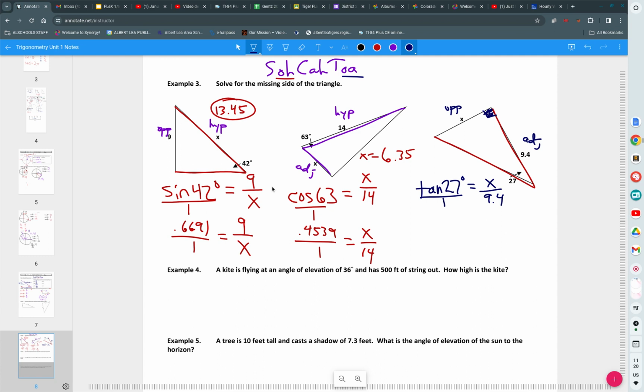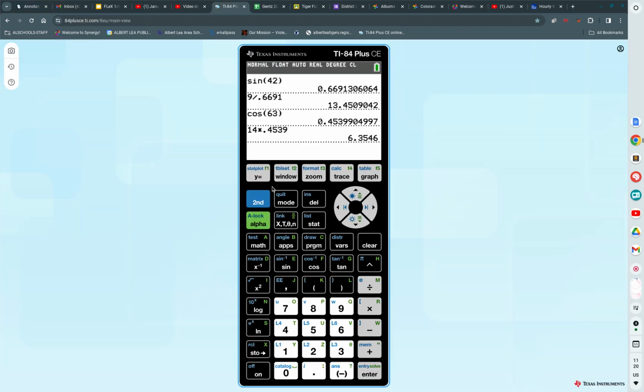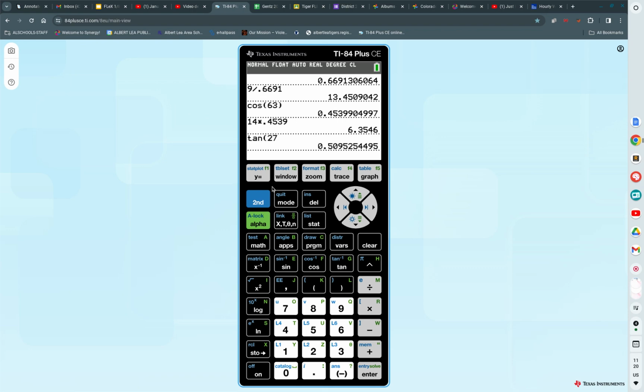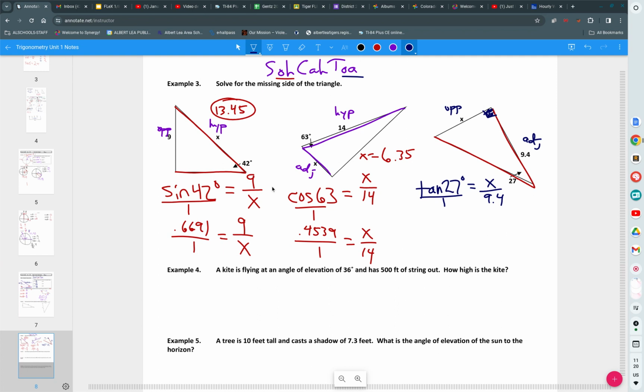I'm going to turn tangent of 27 into a decimal. And I get 0.5095. You cross multiply, you get x is equal to 9.4 times 0.5095.